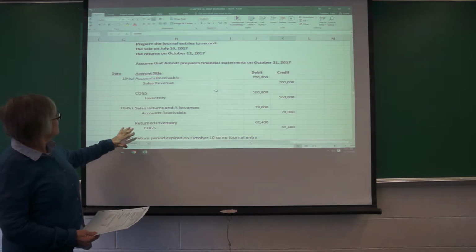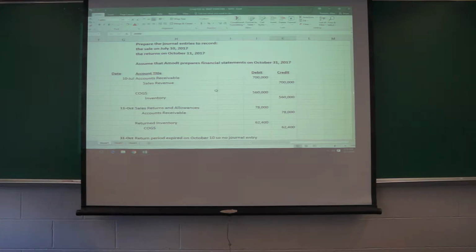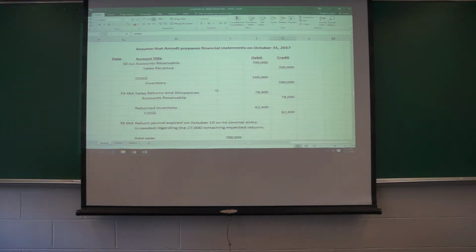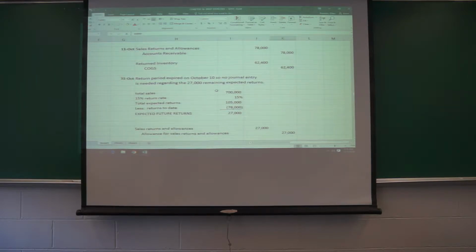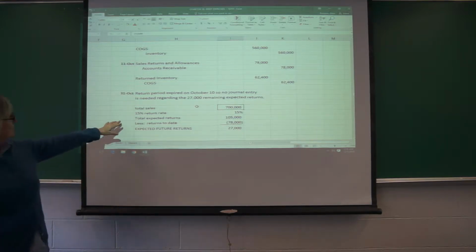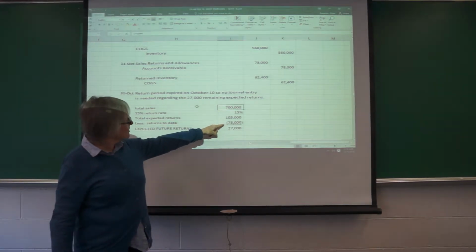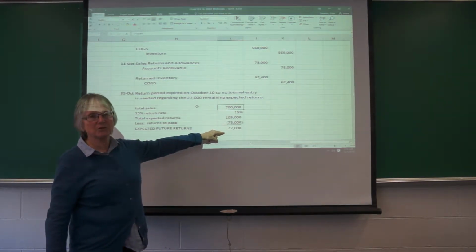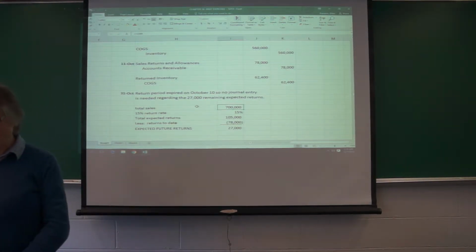Okay, so this brief exercise leaves this right here. It doesn't really get into the journal entries for estimating the future returns, but it does get us into what would happen next. So we had total sales of the 700, 15% expected to be returned. So there's your expected returns. 78,000 have been returned, and so these are the future returns you expect. In the exercises, we'll see how we account for that, but that's all the brief exercise does.